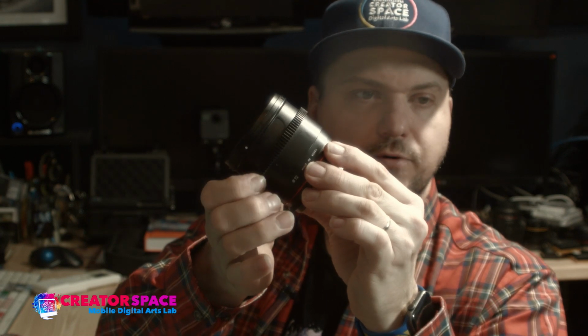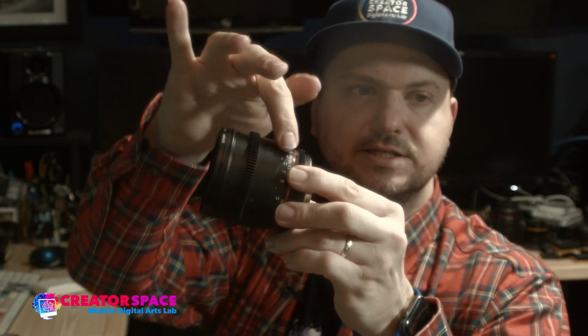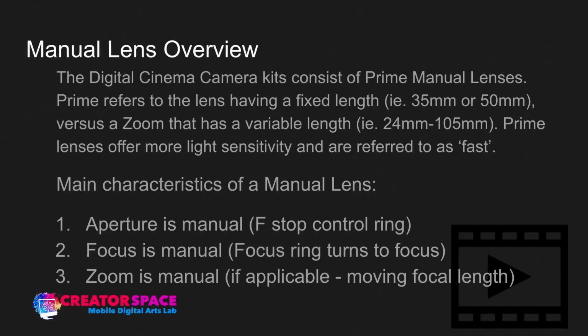Again, we have our focus ring right on the front here. We're able to focus and it tells us distances of where it is to the camera, to the subject. And we have our aperture ring in this case. This is a prime, so there's no zoom ring. There would be a third one, which would allow you to zoom. Okay, so that's the characteristics of the manual lens.